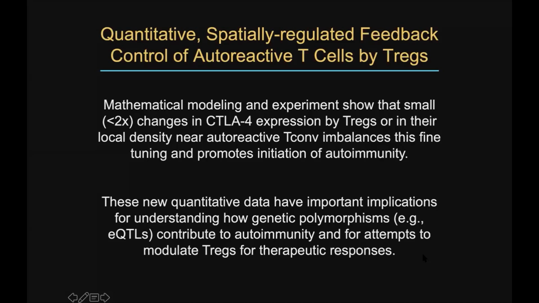And this obviously has important implications for understanding how genetic polymorphisms, like eQTLs with only twofold changes in gene expression, can contribute to autoimmunity and for attempts to modulate Treg function.